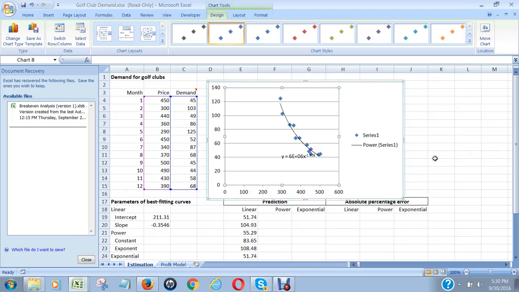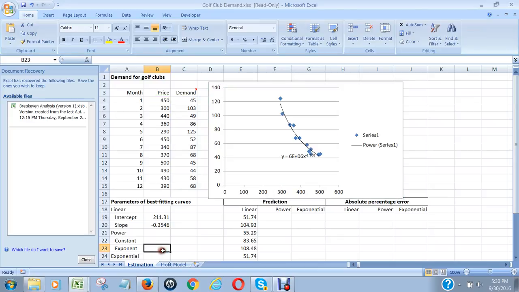Okay, and then that's the equation. The exponent is negative 1.9082. And then the constant is 6 times 10 to the 6th, which is a really big number.